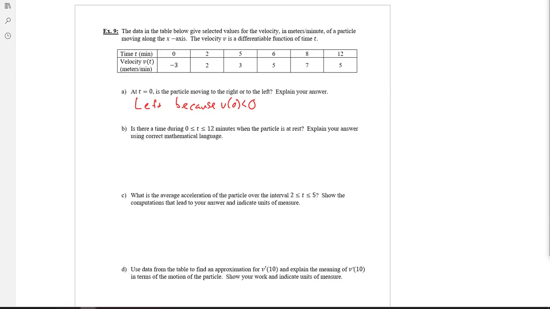So sorry, let's look at letter B here. Is there a time t, 0 less than or equal to t less than or equal to 12, when the particle is at rest? Explain your answer. And what I'm going to do is, don't answer it out loud or in the chat. Think about that right now, letter B, how you would answer it. Okay, and I'm going to randomly call on someone.